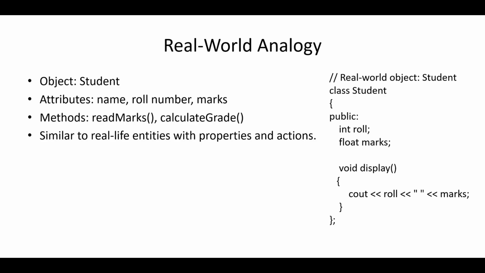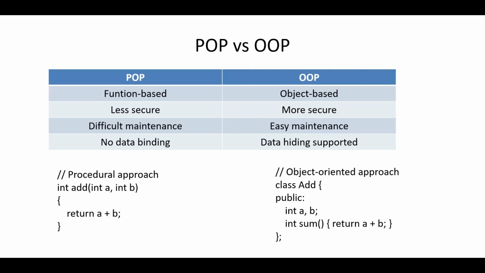Let us understand object-oriented programming using a real-world analogy. Consider a student as an object. The student has attributes such as name, roll number, and marks. The student also performs actions such as reading marks and calculating grades. In programming terms, attributes represent data members and actions represent methods. This close resemblance between objects in programming and real-world entities makes OOPS intuitive and powerful. Real-world modeling is one of the biggest strengths of object-oriented programming.